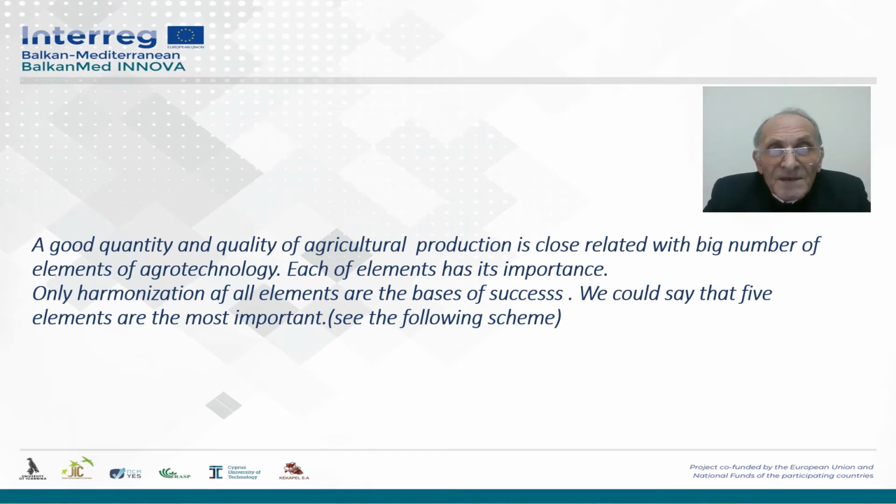A good quality and quantity of agricultural production is closely related to a large number of elements of agro-technology. Each element has its importance. Only the harmonization of all elements is the basis of success. We could say that five elements are the most important.